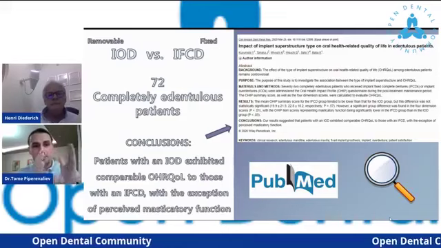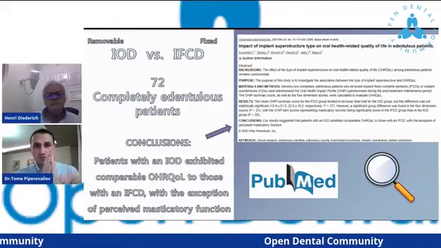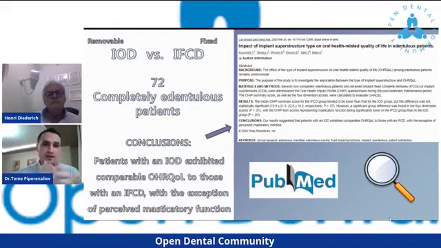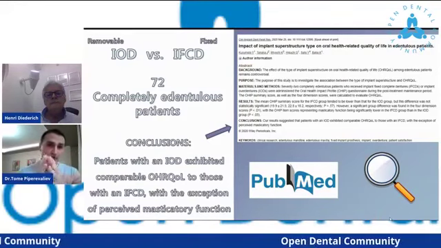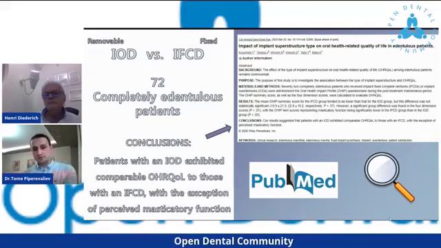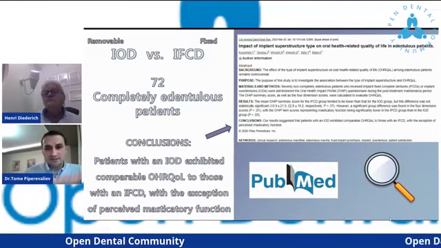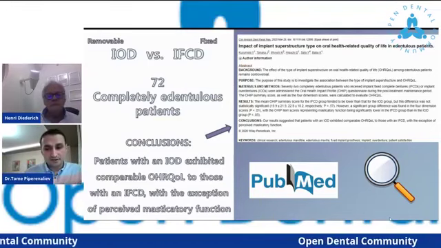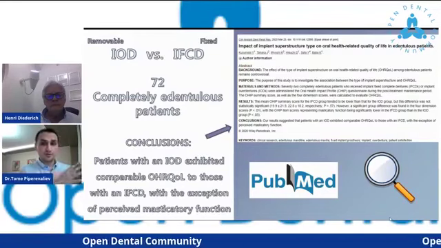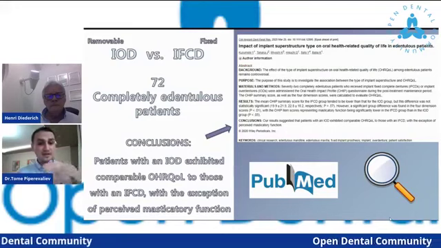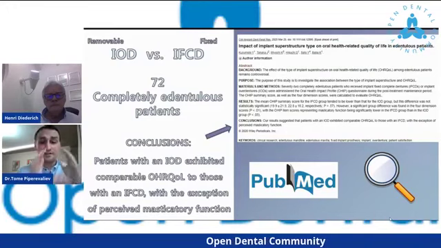In the first group are patients treated with removable prosthodontics or implant overdenture, and in the second group are patients treated with fixed prosthodontics or implant fixed complete denture. And the conclusion of this study is that there are no significant differences in quality of life depending on the implant superstructure type. Maybe some exceptions in masticatory function.